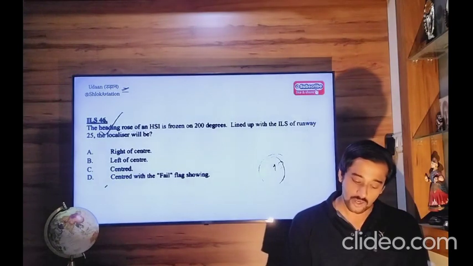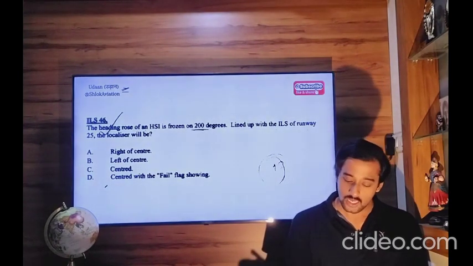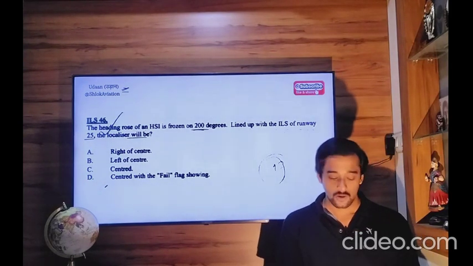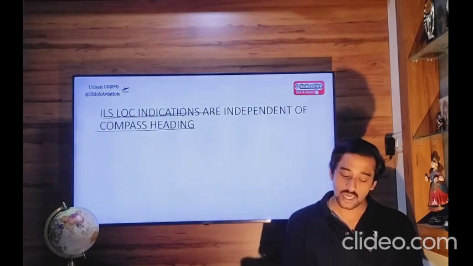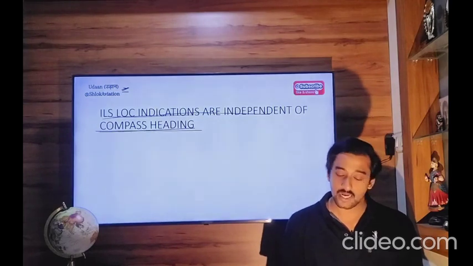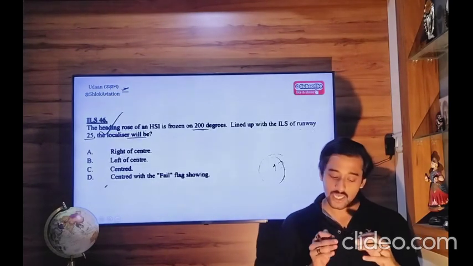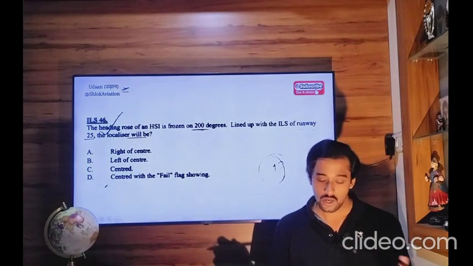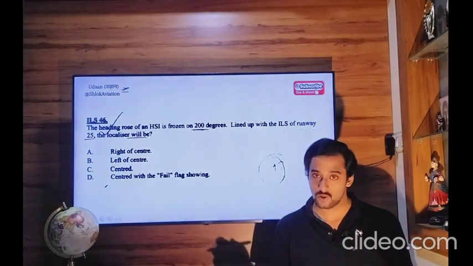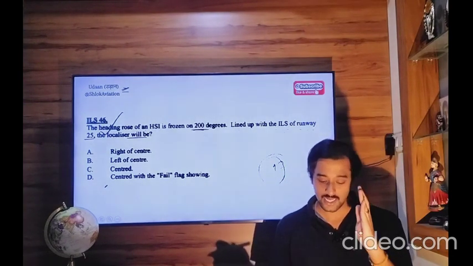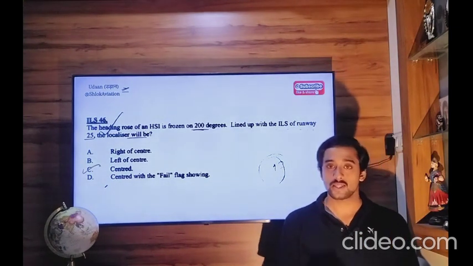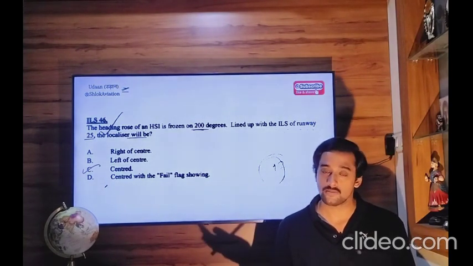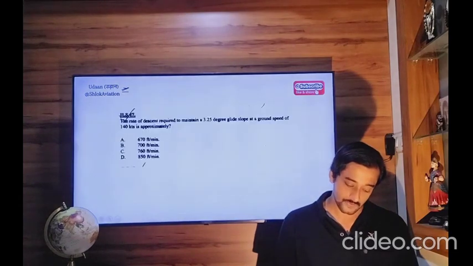46. The heading of an HSI is frozen on 200. Lined up with the ILS of runway 25, the localizer will what? The ILS localizer indications are independent of compass headings. So even if the HSI, horizontal situation indicator, shows a heading of 200 and your runway heading is 250, the localizer will still remain in the center position. The localizer needle will remain in the center, meaning you are established on the center line of the runway. So it won't get affected.